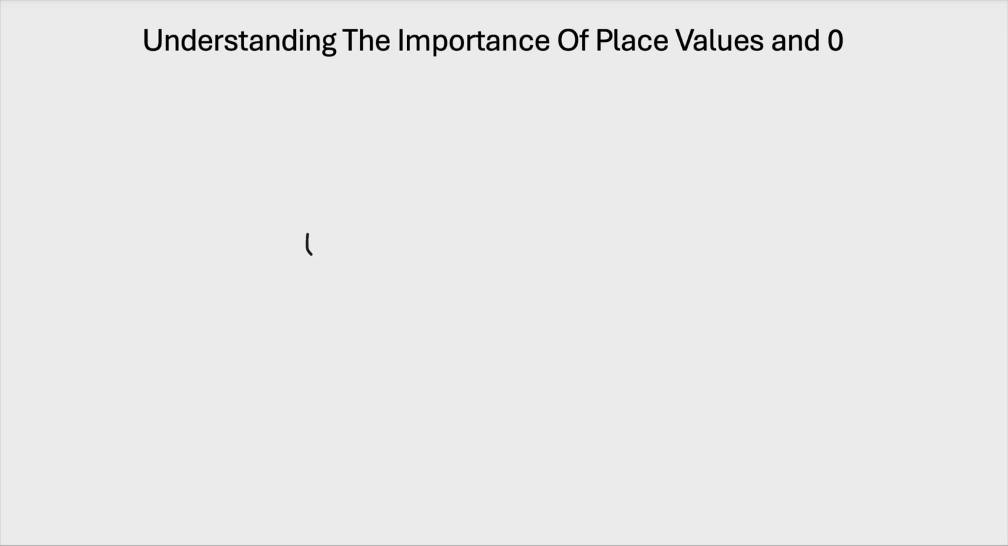You may think the number 0 has no value, but it does. It has a value, but in a different way. It has something called the place value. The place value is what helps you differentiate the number 7 versus the number 70.